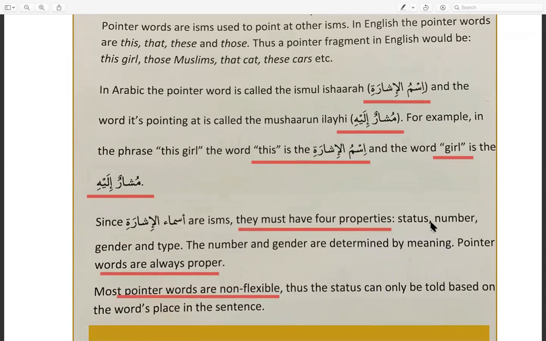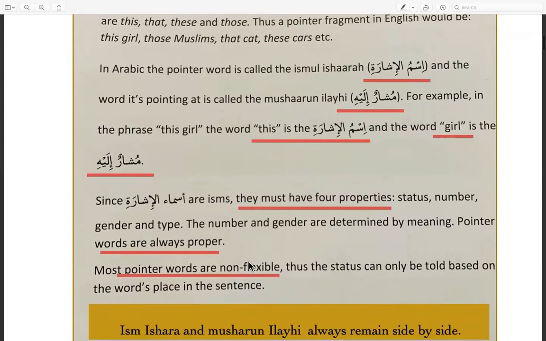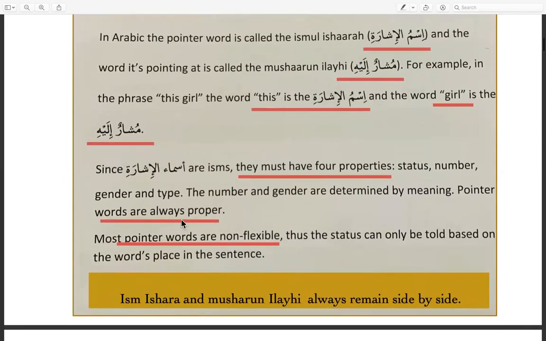Okay, so status, number, gender, type. So whenever we have the pointer fragment or Ismul Ishara fragment, we are supposed to find out the four properties between these two isms. They should be matching. The number and gender are determined by meaning, and pointer words are always proper. We need to keep that in our mind, that pointer words are always proper. And most pointer words are non-flexible. Why most? I'm going to explain in a bit.